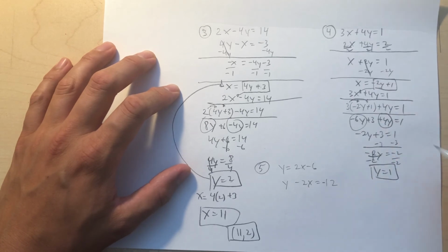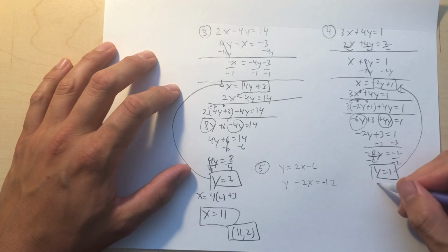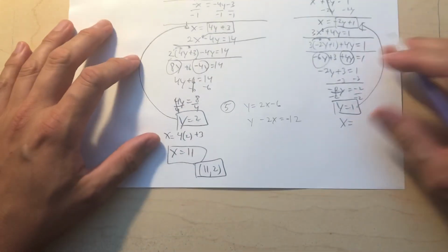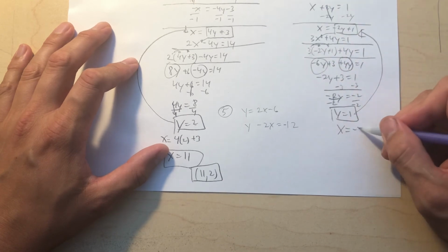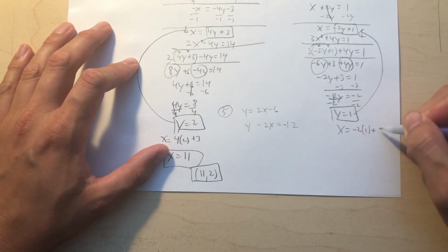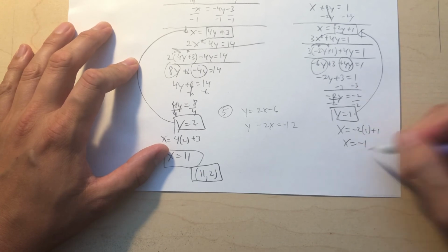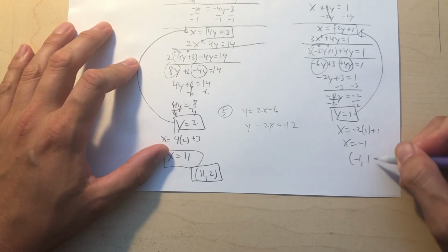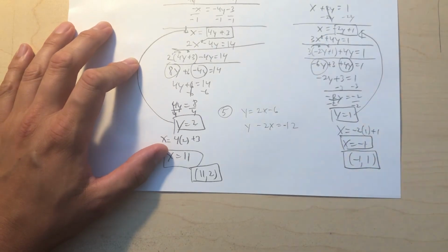I know it took a while, but that's okay. Plug it back in here. So that's x is equal to, it's right over here, negative 2 times 1 plus 1. X is equal to, let's see, negative 2 times 1, that gives me negative 1. So my final answer is negative 1 and 1. Negative 1 and 1. All right.